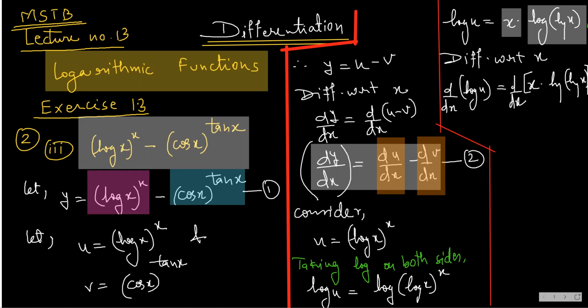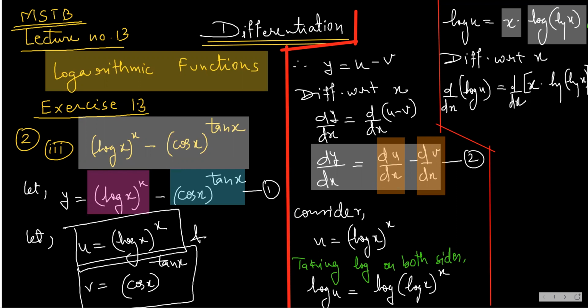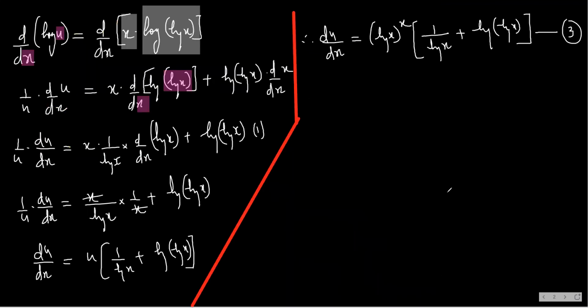Okay, so I have already managed to obtain du by dx. Now I'm going for dv by dx, for which I'll now write: consider v. As I considered u and got du by dx, now it's time we considered v. That is, v is cos x raised to tan x.